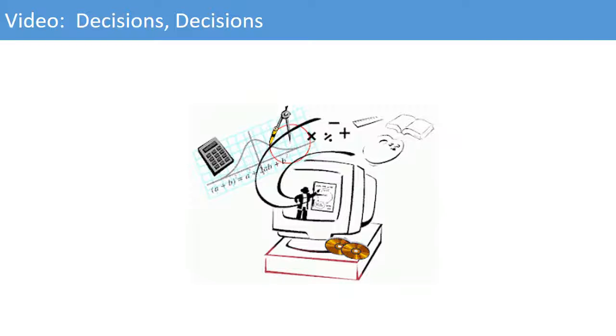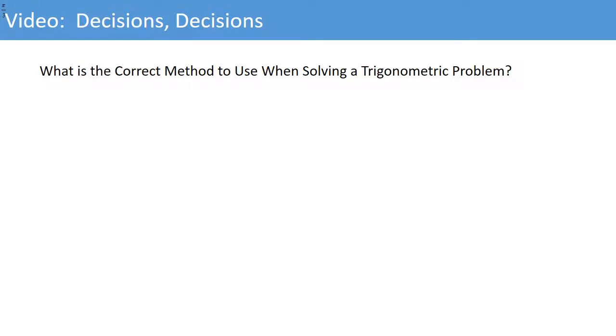Decisions, decisions. Oh, those decisions. What is the correct method to use when solving a trigonometric problem?